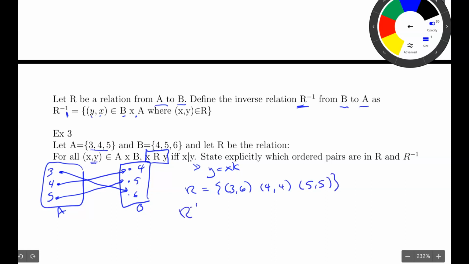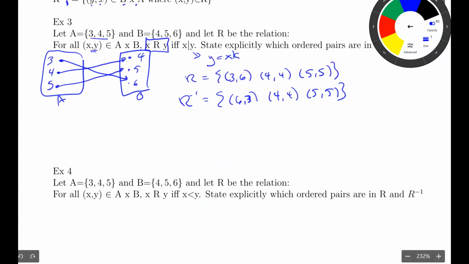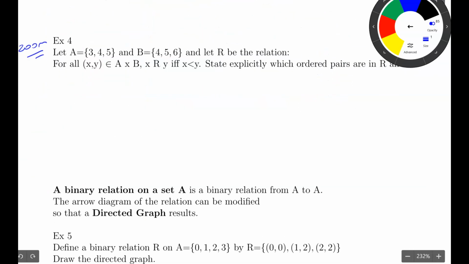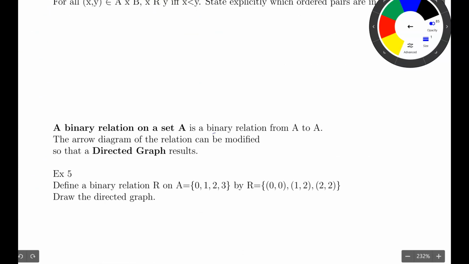And so ordered pairs in the inverse relation would be 6, 3, and then these two are kind of boring. They don't change at all. So that was kind of an easy example. All right, I'm going to let you do this one for the Zoom time. Okay. So now let's go to a binary relation.